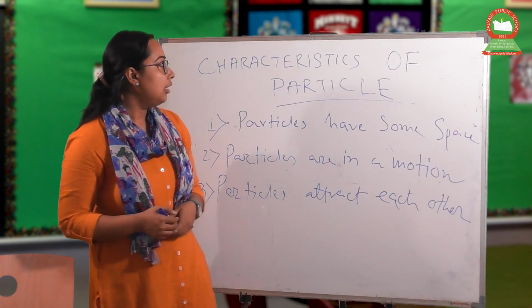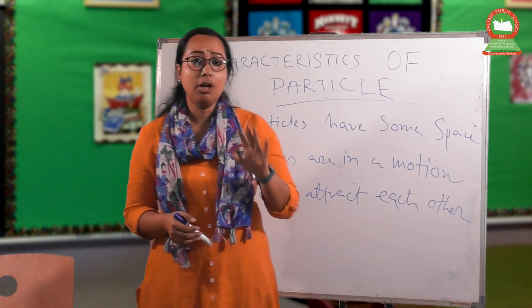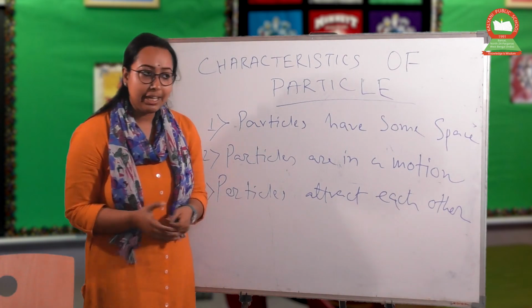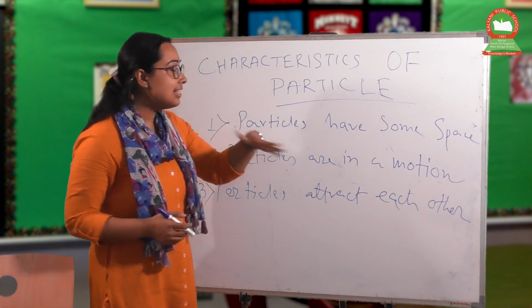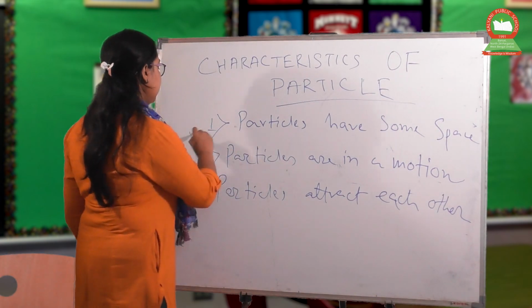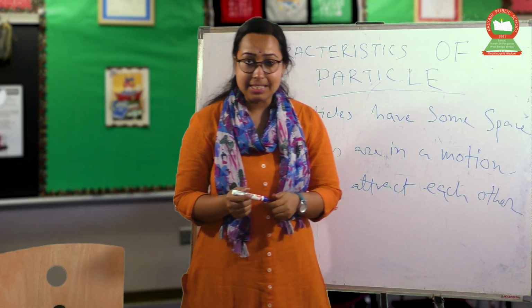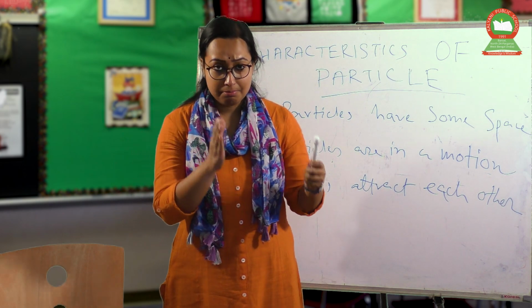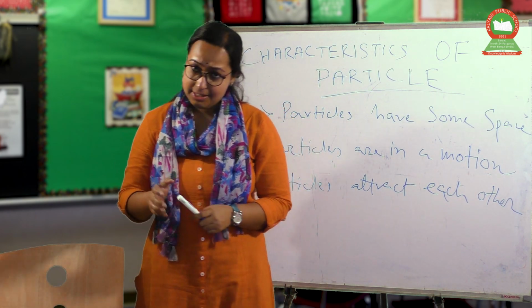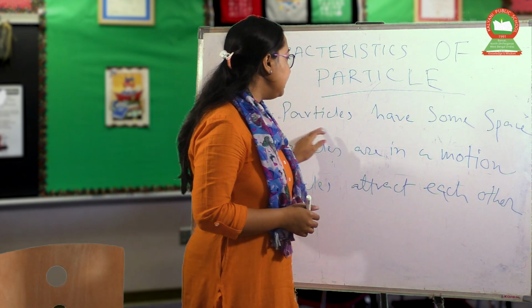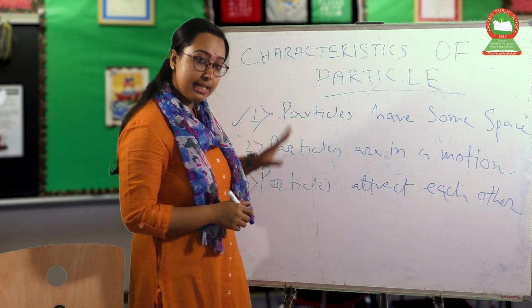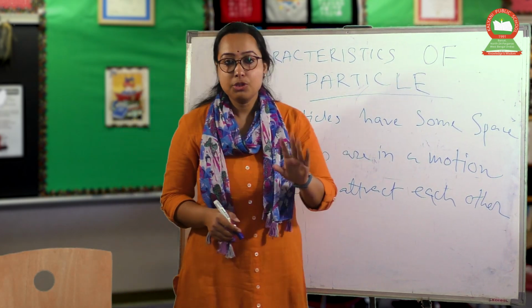So now let's see the characteristics of particles. We just discussed what a particle is. So what are the characteristics of particles? First point we discussed is that particles have some space. From the difference between the chalk dust and the NaCl, we can exactly illustrate this statement. This is the most important statement. Okay, so particles have some space.